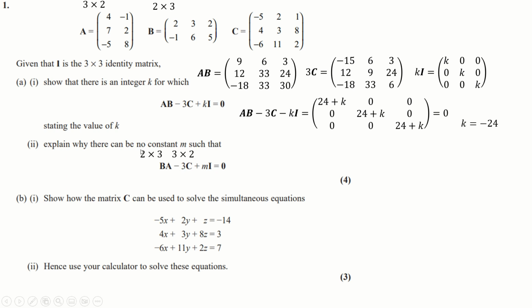You always take the rows of the first and the columns of the second. Now, if that's a 2 by 2 matrix, you can't take away a 3 by 3, which C still is, and so that's not going to work. Good. Show the matrix C can be used to solve this.